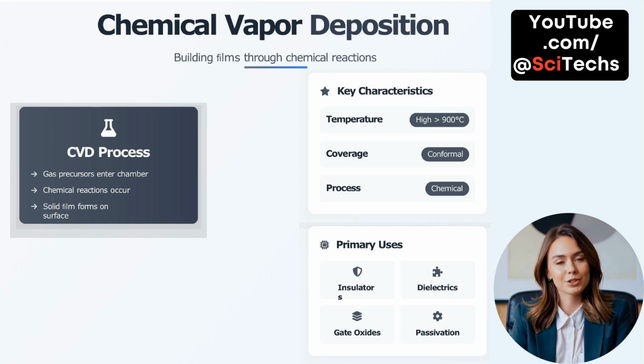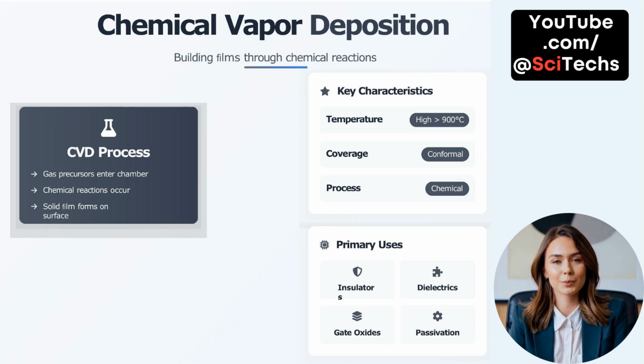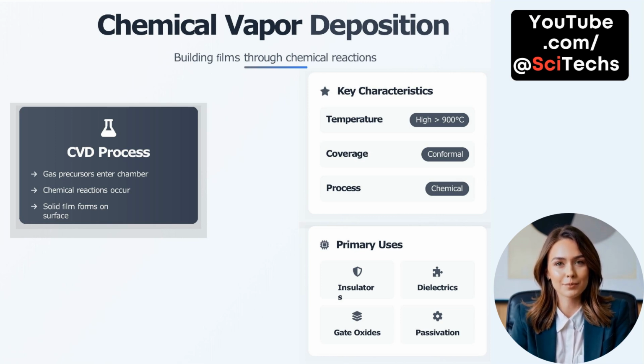Chemical vapor deposition, or CVD, is a process used to build thin, solid films on a substrate through chemical reactions. It begins when gas phase precursors are introduced into a reaction chamber. Once inside, these gases undergo controlled chemical reactions, often initiated by heat or plasma. The result of these reactions is the formation of a solid material that deposits uniformly across the wafer's surface.